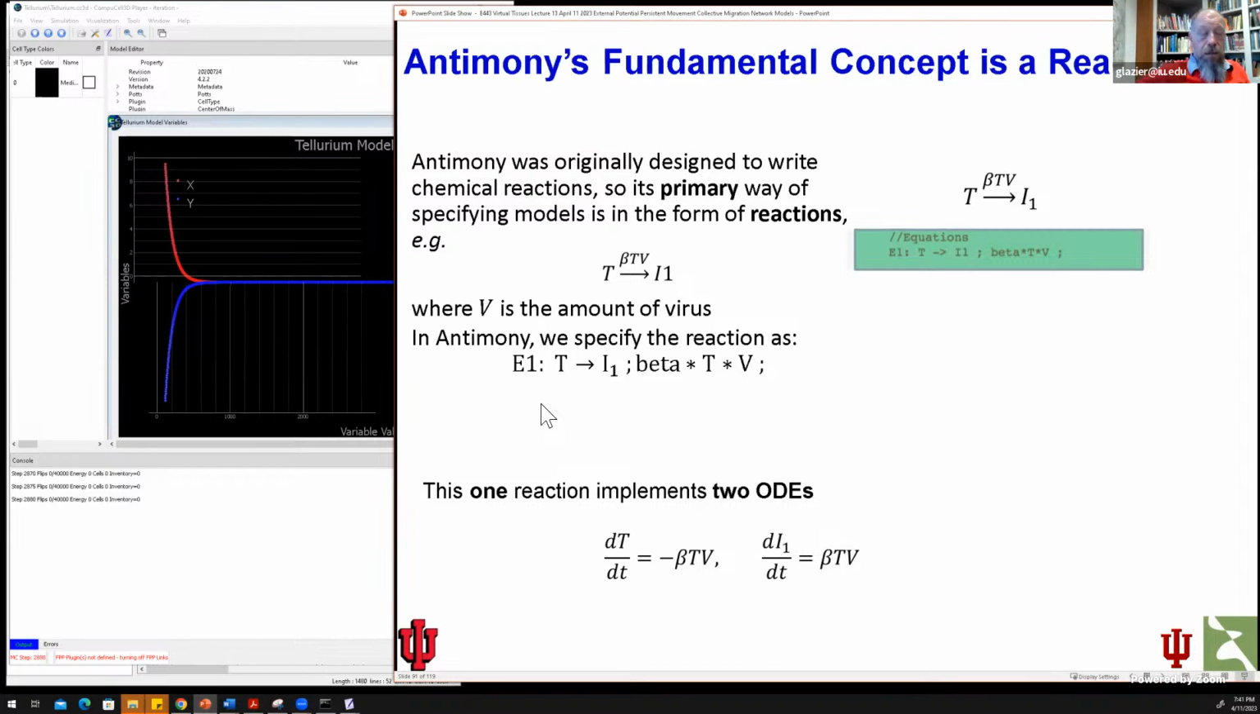I can name a chemical reaction E1, and that will make the value of beta times T times V available. I don't have to name reactions, but it's good practice to name them. Notice that just as one arrow implied multiple ODEs, this one arrow generates a rate law for T and a rate law for I1. So it generates two ODEs.